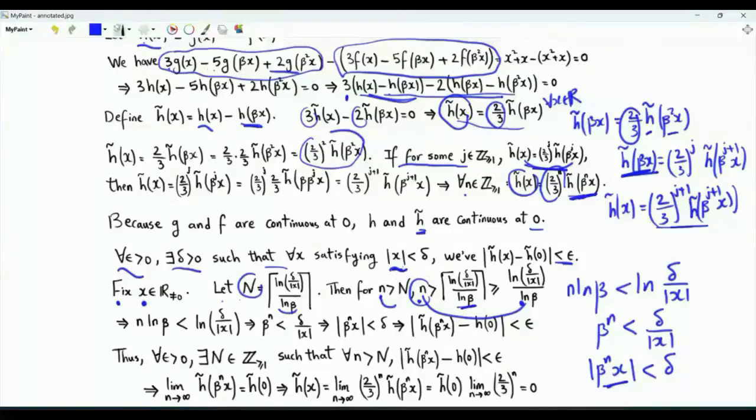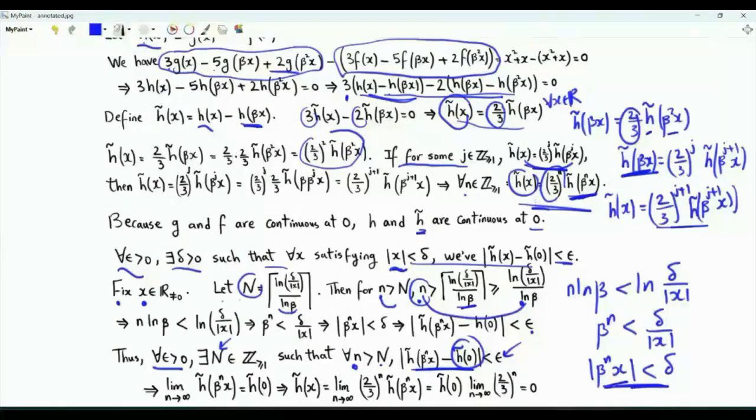Because of the continuity of function h tilde of x at the origin, and since this inequality is satisfied, then the absolute value of h tilde of beta to the power n times x minus h tilde of 0 is less than epsilon. For every epsilon greater than 0, there is a big N such that for every small n greater than big N, this absolute value is less than epsilon. This statement here is equivalent to saying that the limit as n tends to infinity of h tilde of beta to the n x is h tilde of 0.